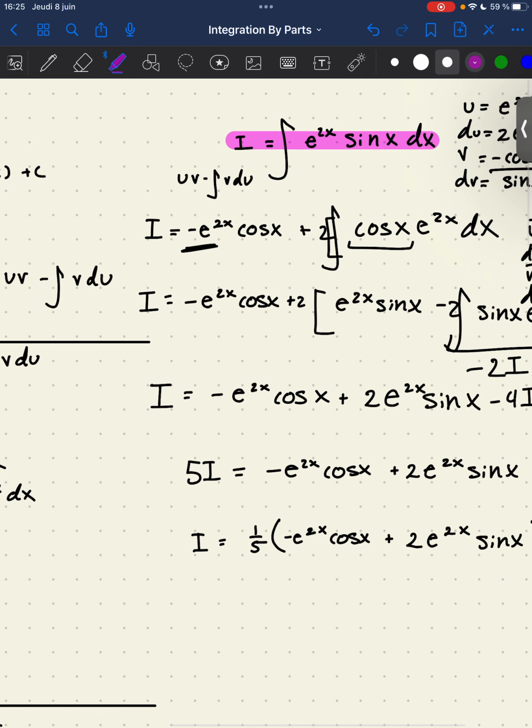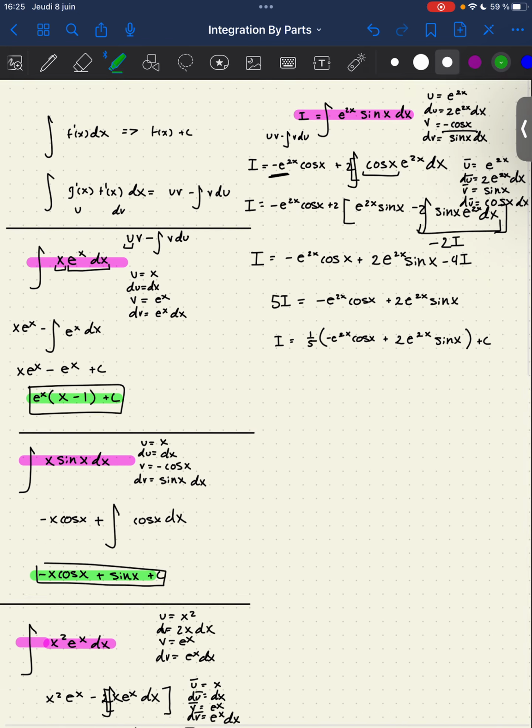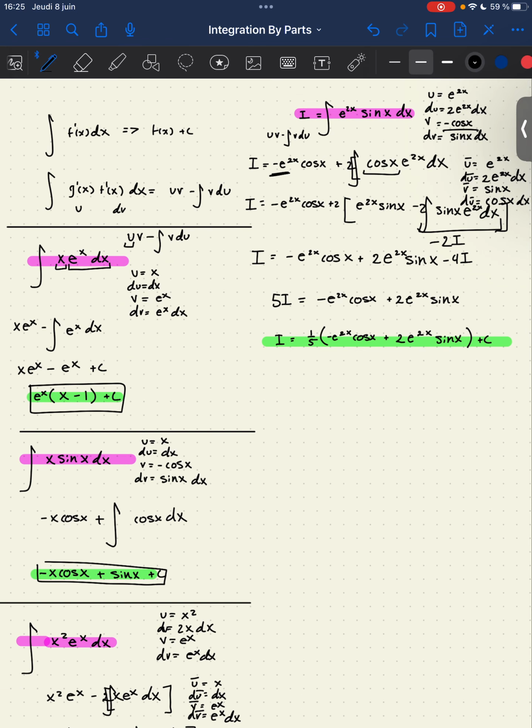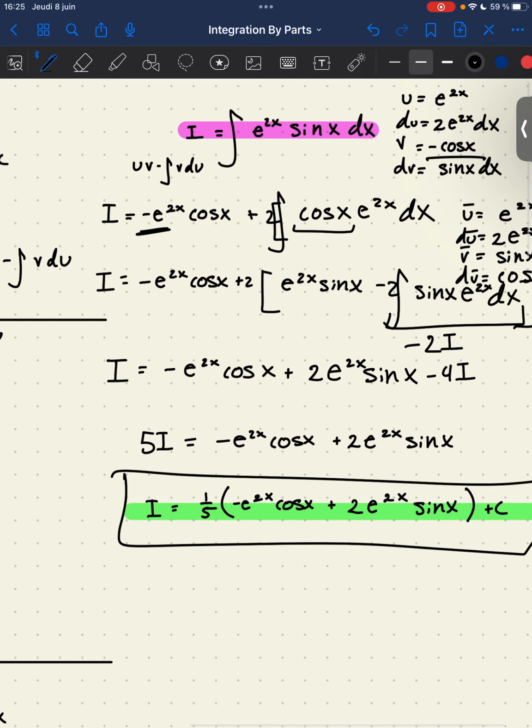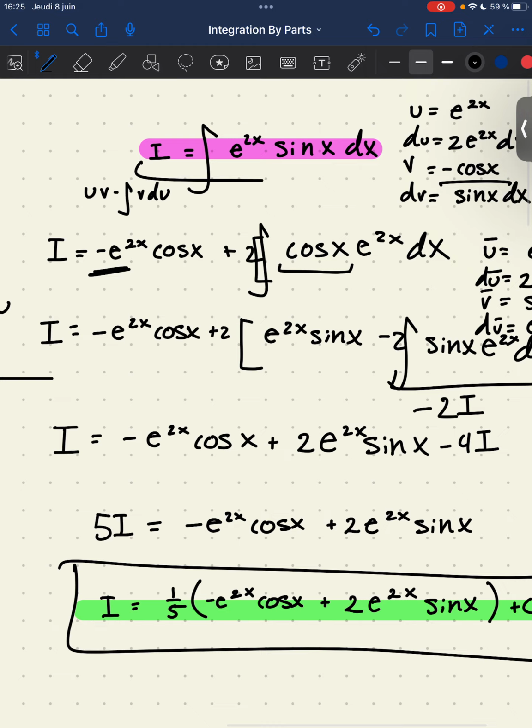So purple for the question and green for the answer. Usually professors want you to box your answers and highlight your problems.